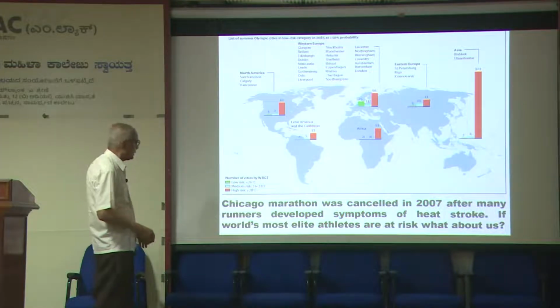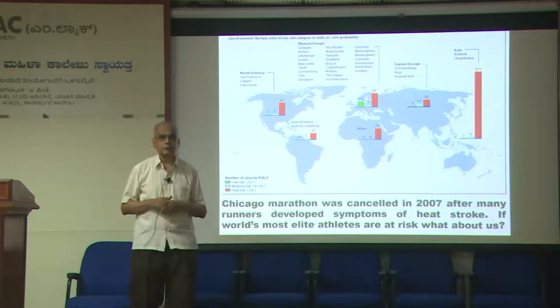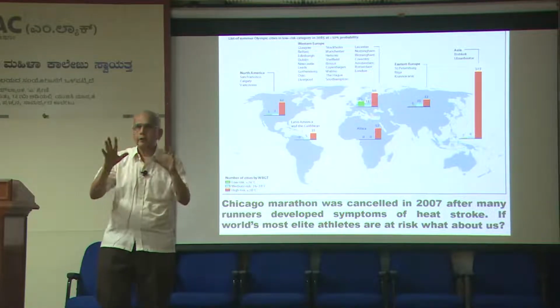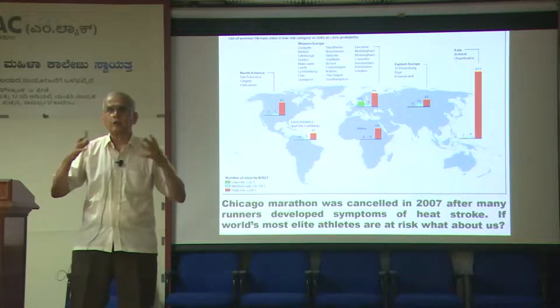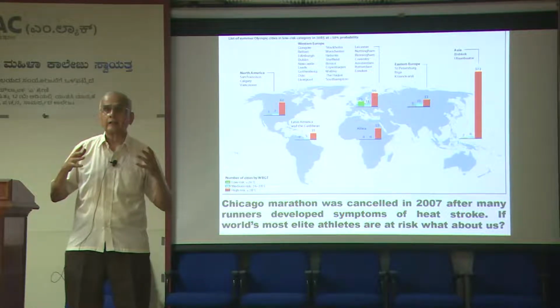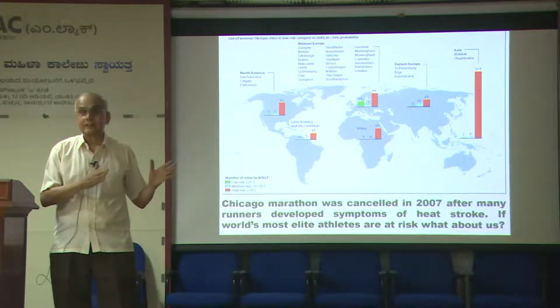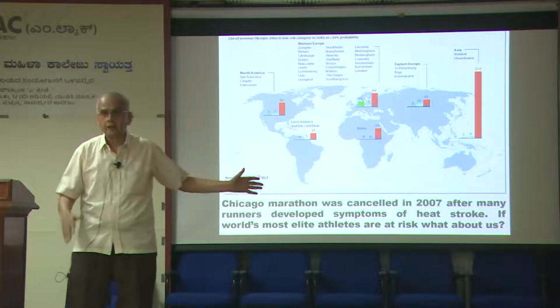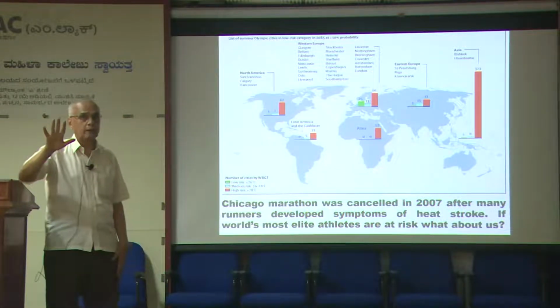A good example is about 15 years ago, the Chicago Marathon was cancelled because it was too hot. Now what I want you to remember is, if elite athletes who are much better than all of us cannot handle the heat, you and I are a gone case. We cannot handle it, because these guys are tough people. They can handle all kinds of conditions. They are not able to handle that heat. So remember that conditions are quite bad in terms of heat waves.